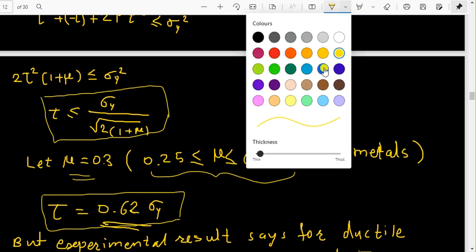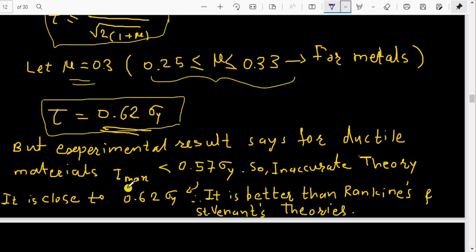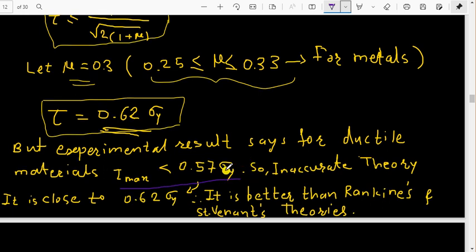And now we will compare this value from this theory with the experimental result. According to the experimental result, tau max should be less than 0.57 times the sigma y. Here you can see there is a difference. Even at higher stress, the theory is saying that the machine component is safe, but experimentally it will actually not be safe. It will be safe only until the stress value of 0.57 times, which is lesser than 0.62 times the yield strength. So this is an inaccurate theory.